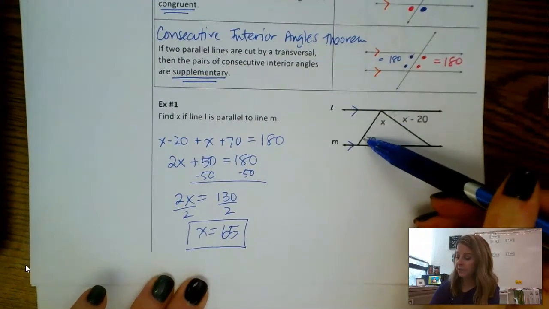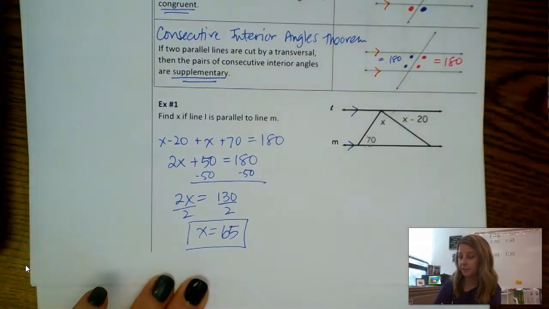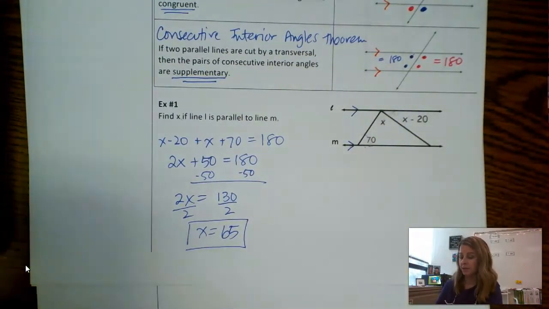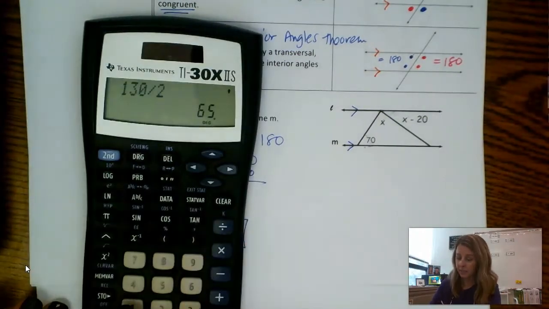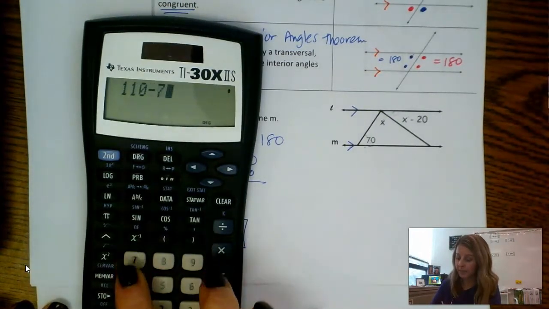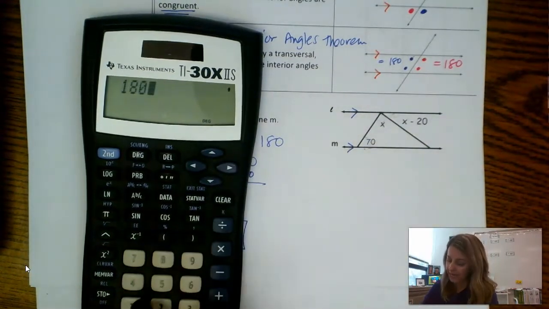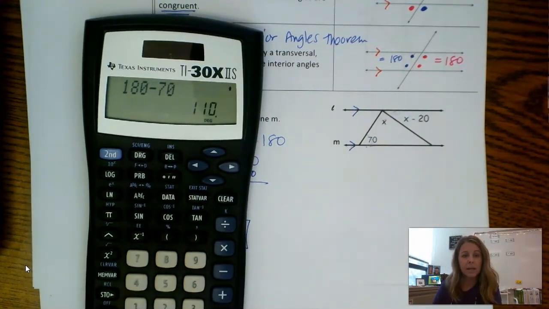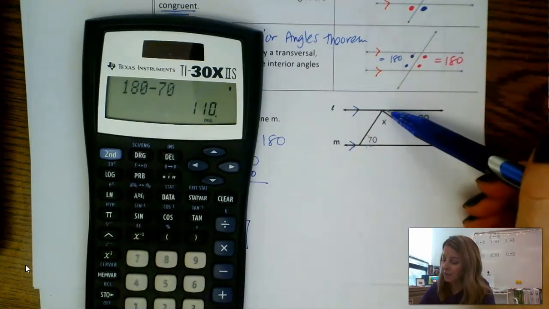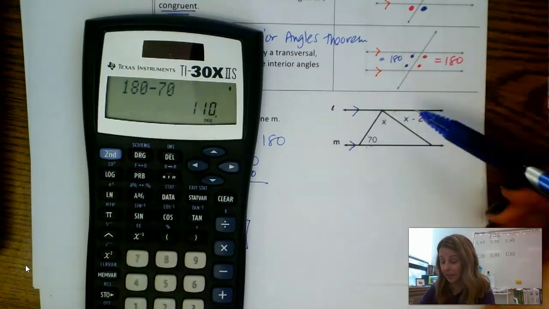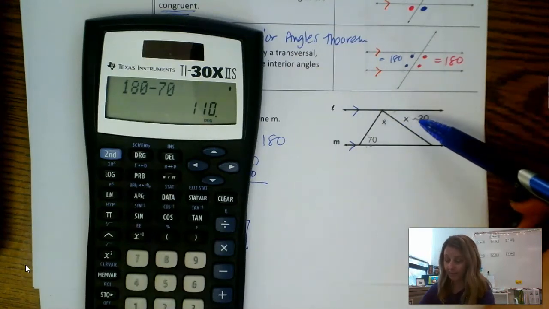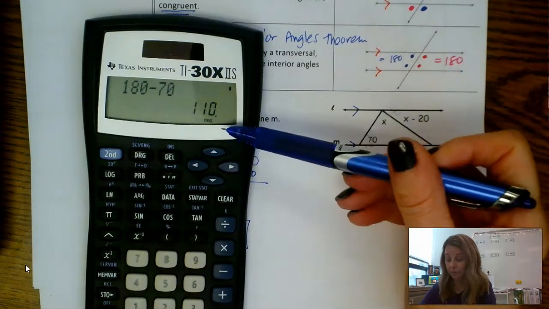If I know that this angle is 70, then I could have said, well, if these are supplementary, then 180 minus 70 is 110. I know that these two here have to add up to 110. So then I could have done x plus x minus 20 equals 110.